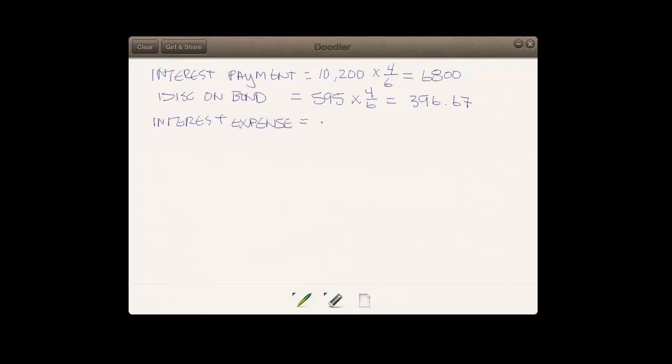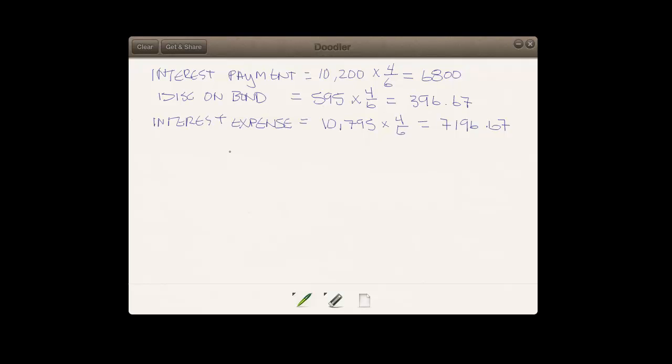Okay, so our interest expense we had calculated earlier was $10,795, but since we only needed 4 months, we multiply it by 4/6 to arrive at $7,196.67.